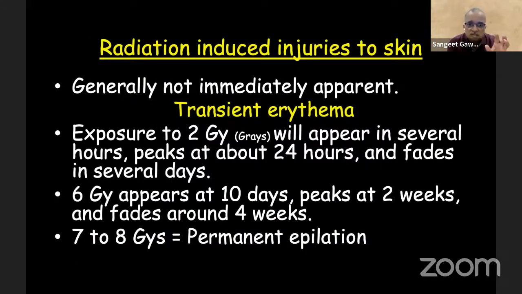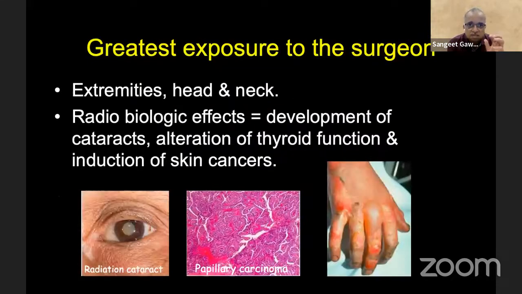And because of this radiation, the exposure to the surgeon can be to the extremities, to the head, to the neck. In the eyes, it gives a radiation cataract. In the thyroid, it can give a papillary carcinoma. And on the skin, it can give a squamous cell carcinoma or an ulceration like this, which is subject to squamous cell carcinoma. And because of this, we lost one of my close friends recently this year.